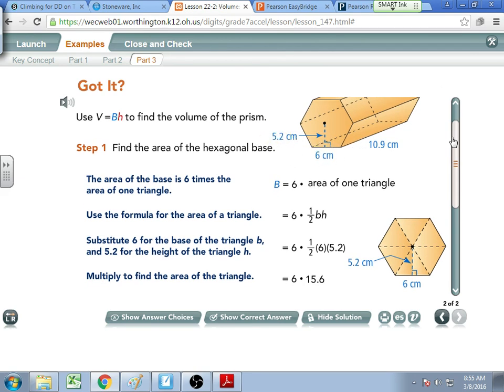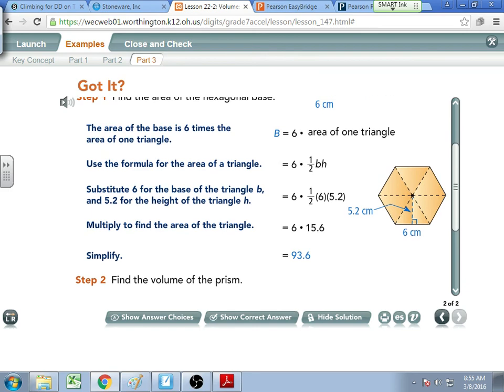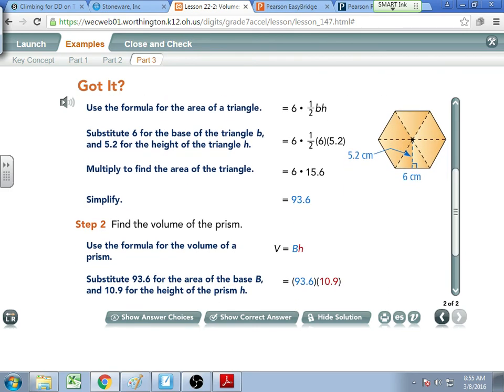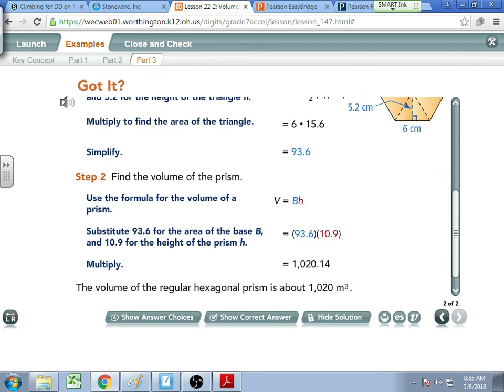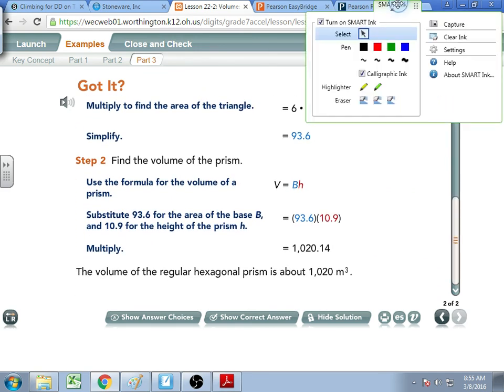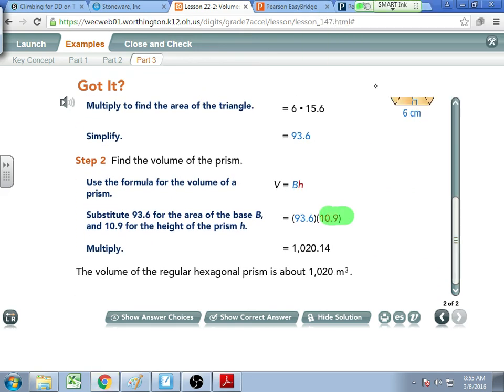So then as we move down, once we find that value, multiply by 6, and then we multiply it by the height or the distance between them, which is that 10.9. So that's where we bring in this 10.9 to be the height, and we get then approximately 1,020 meters cubed.